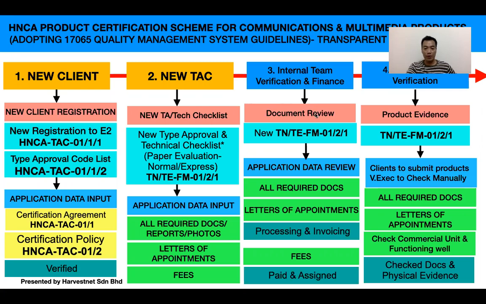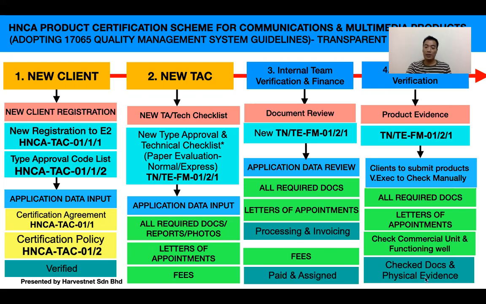For your document review, we'll check your forms. If you have the necessary required documents and letter appointments, we will then do the processing and invoicing. Once this is paid and assigned, you get the representative to contact you so that you can submit your product evidence. Based on the submitted technical information, we'll check the phones and products manually by our verification executive.